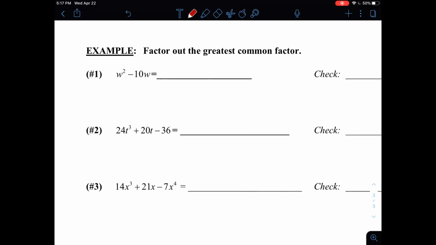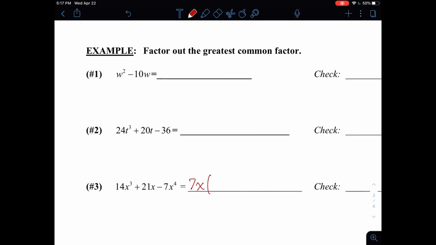So we have 14, 21, and 7. What's the biggest number that goes into all 3 of those? Can't be bigger than 7. What number is multiplied to 7? 1 and 7. Does 7 go into all 3 of those? It does, so we can pull out a 7. And then, what is the smallest exponent that you guys see here? We have 3, 1, and 4. What's the smallest exponent there? It's a 1. We're going to pull out 7x.